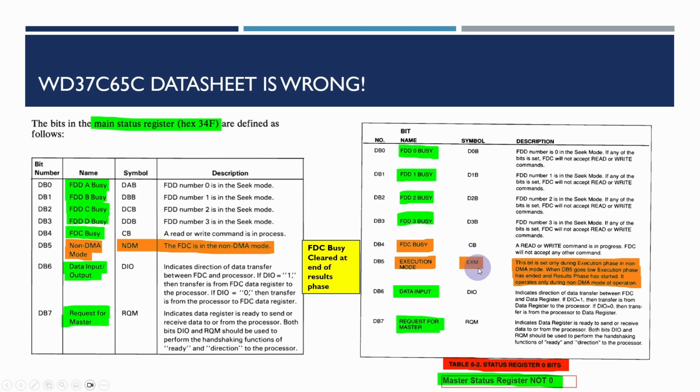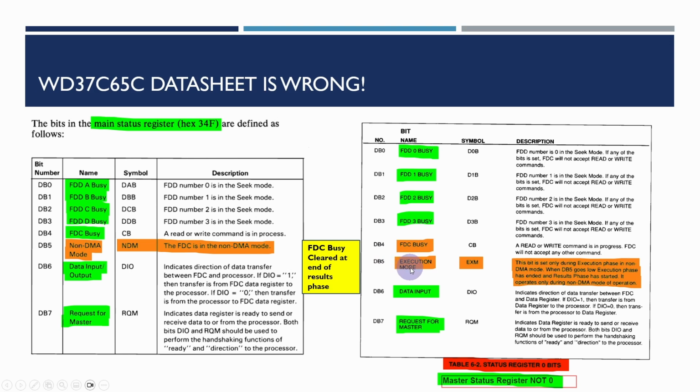Execution mode is only used when we're in non-DMA mode, so when we're in the programmed I/O mode, and also FDC busy. Now, I made some assumptions about FDC busy which weren't quite right, and I'll explain where I got that from in a minute. The key thing really is FDC busy is cleared at the end of the results phase. So this will remain set for the duration of sending the command, executing the command, and then reading the results. Only once all the results have been read will FDC busy get cleared. And execution mode starts off at 0 with the command. Once the command has been sent, it will be set to 1.